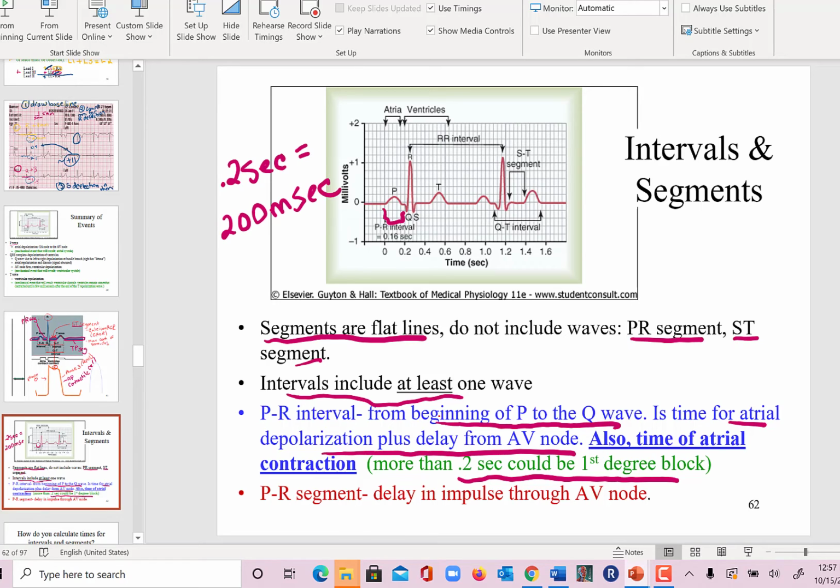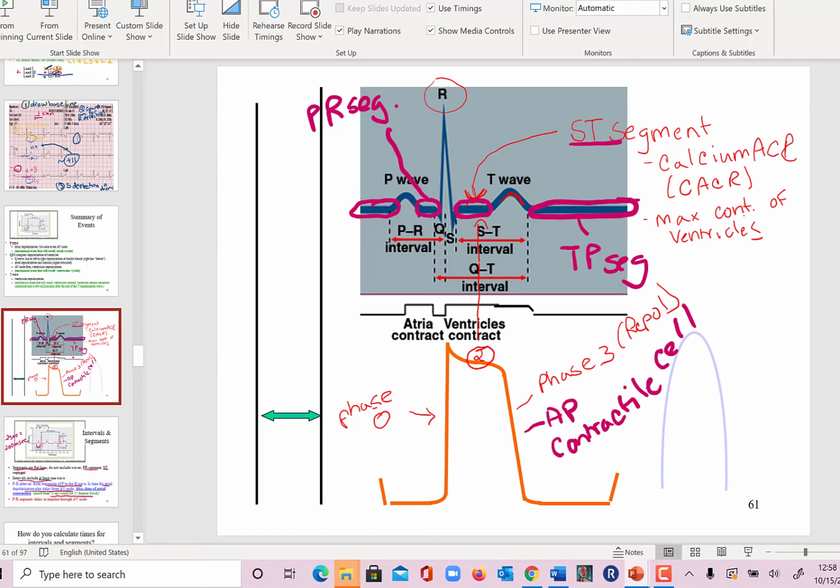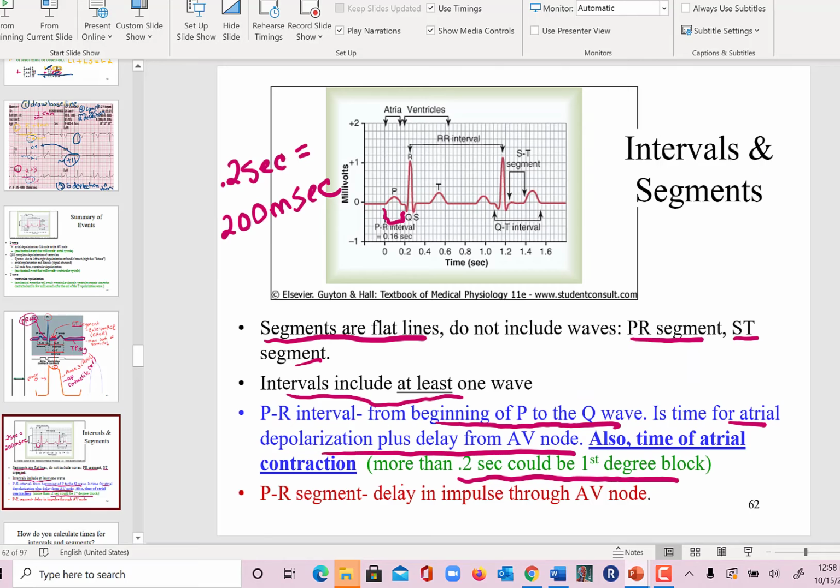If the PR interval takes longer than 0.2 seconds, this represents a first-degree block, which means the delay through the AV node, even though there's supposed to be a delay, the delay is taking too long. The PR segment, as I've shown you on this previous slide, right up here, is representing the delay through the AV node only.